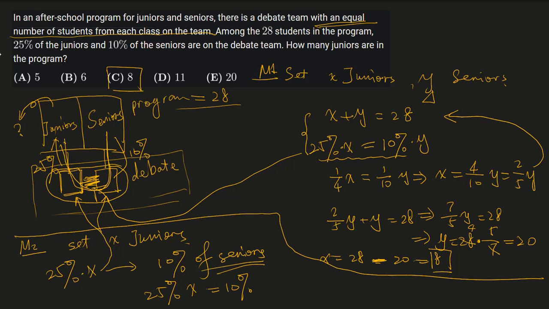And therefore, we know that this accounts for 10% of the seniors in the whole program. And therefore, our equation will be 25% of x equals 10% of the seniors. Then how many seniors do we have? We have a total of 28 students in the program, out of which x are the number of juniors. Therefore, this is the number of seniors. So the whole expression is our equation for the x variable. And we can solve this.